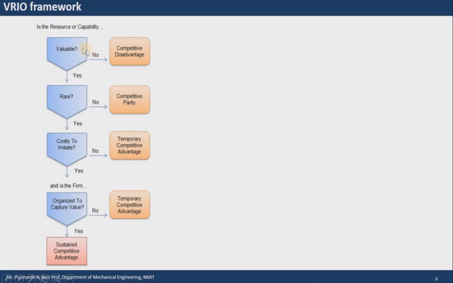Now, the VRIO framework, as I told you, is an acronym. So what is it? V stands for valuable, R is rare, I is imitation, and O is organization, or organized. Now, when we want to discuss competitive advantage, the input to obtain a competitive advantage is that a company should have resources which are valuable in nature, right?